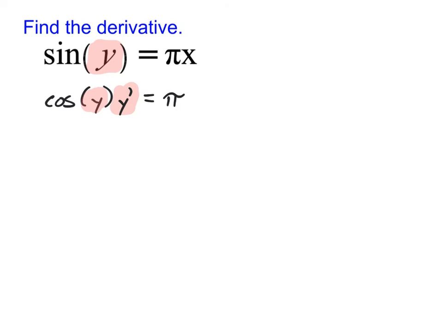Last step, solve it for y prime. In this case, that means dividing both sides by cosine of y. So y prime here, our derivative, is pi over cosine of y.